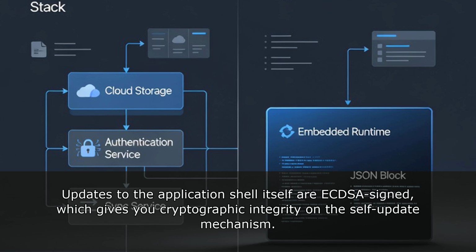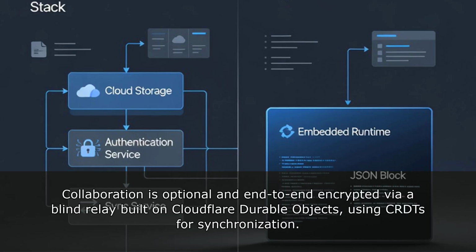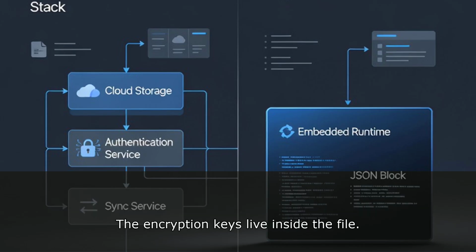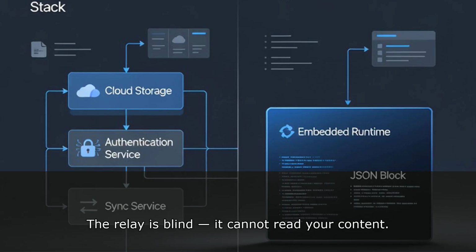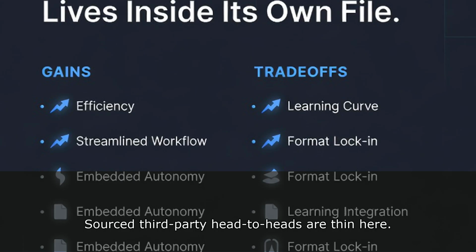Updates to the application shell itself are ECDSA signed, which gives you cryptographic integrity on the self-update mechanism. That's a non-trivial threat model consideration for a tool that modifies itself. Collaboration is optional and end-to-end encrypted via a blind relay built on Cloudflare durable objects, using CRDTs for synchronization. The encryption keys live inside the file. The relay is blind. It cannot read your content. That's a meaningfully different security posture than a SaaS platform, where your slides live on someone else's infrastructure.